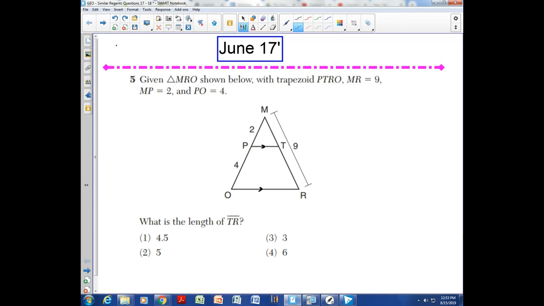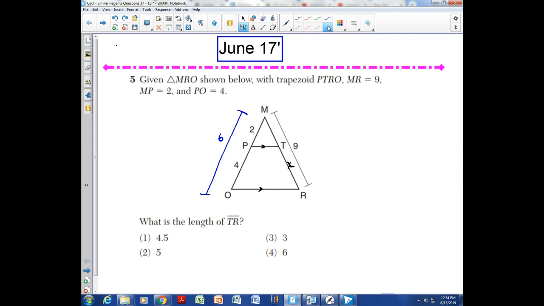Now in this case, they're asking for TR, so I can go directly to TR and put a little X in there. And I can see that they've given me MR, the whole entire side. So a part of remaining consistent is knowing the whole entire other side of the triangle, which would be 2 plus 4, which is 6. And now I can make a very consistent proportion, understanding that because we have parallel sides, we do have the side splitter theorem, and parts PO and TR can be used in proportions as long as you remain consistent.